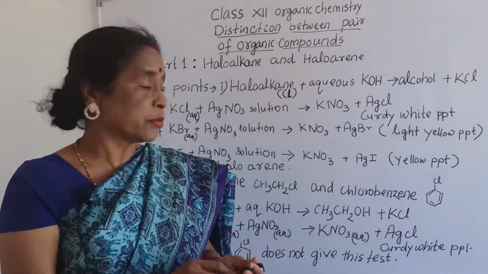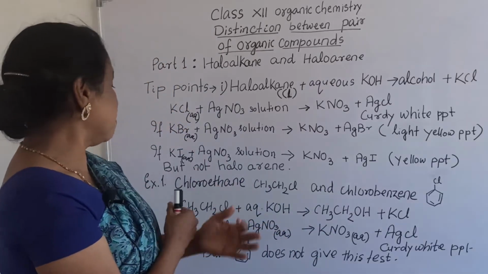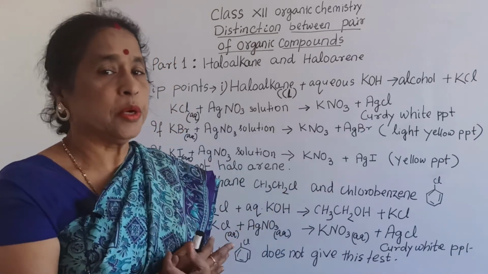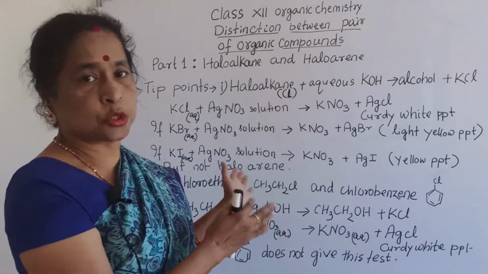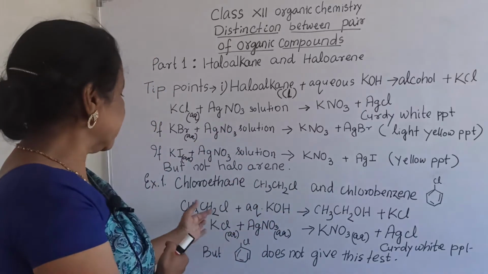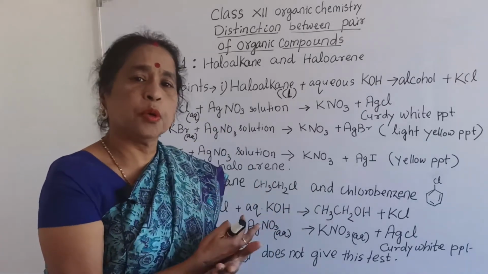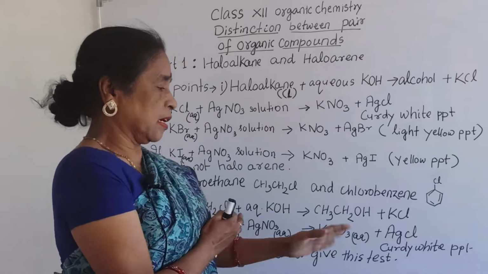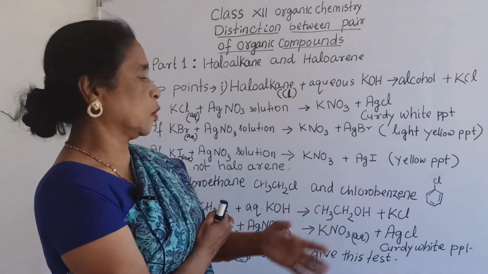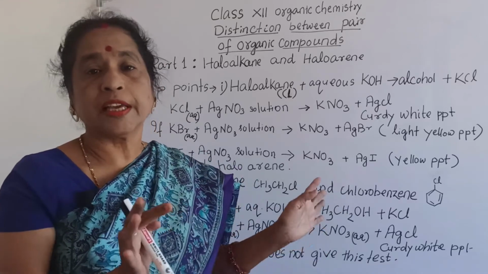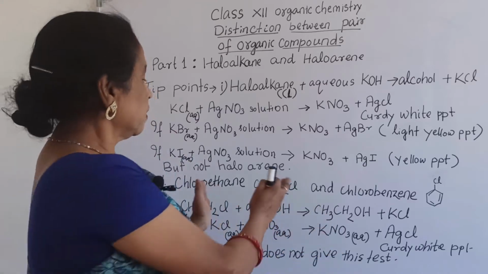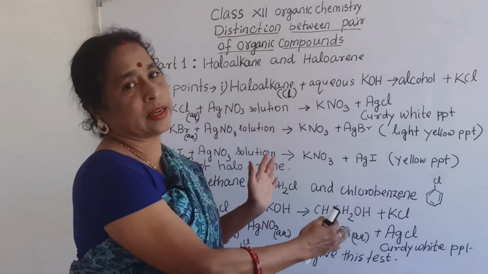When the question comes, a pair of organic compounds, chloroethane and chlorobenzene, how can you distinguish between these two compounds? Then you write this reaction and finally prove that chloroethane gives the curdy white precipitate, whereas chlorobenzene does not give any curdy white precipitate. That is why we can distinguish between chloroethane and chlorobenzene.